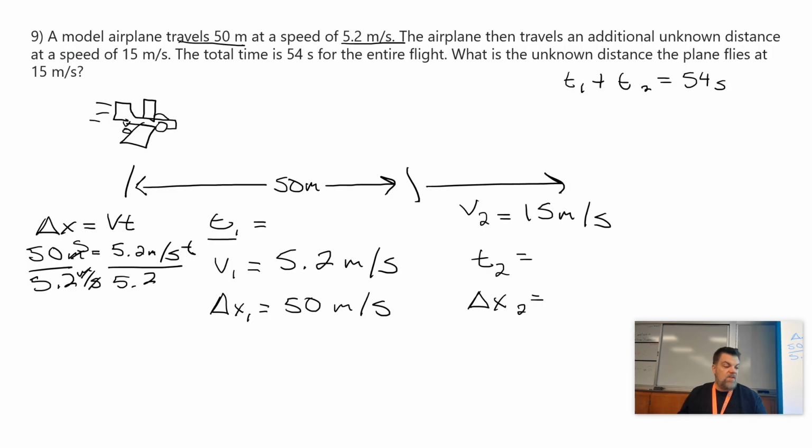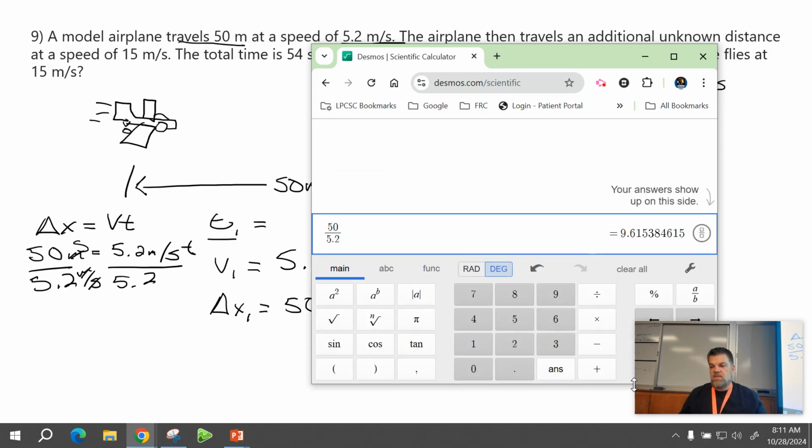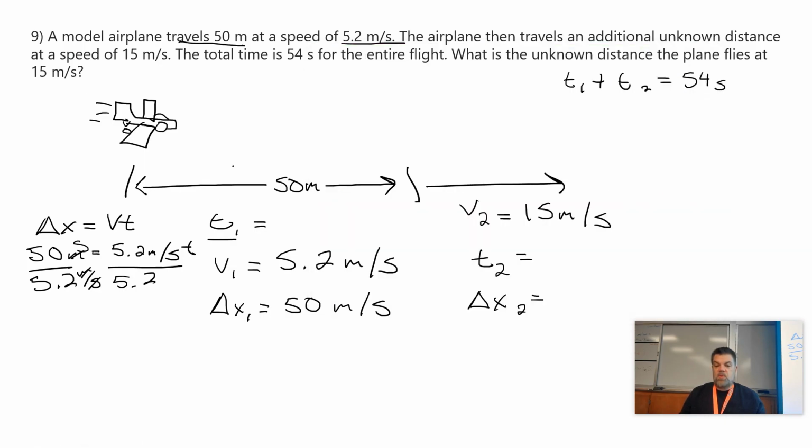So I'm going to say 50, and since we're going to use Desmos on the test, let's figure out how to plug that into Desmos. On Desmos, I'm just going to say 50 divided by 5.2. Maybe I'll make this a little bigger so you guys can see it. And it looks to be about 9.62 seconds.